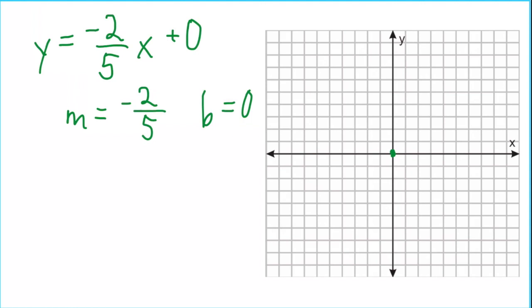We've got -2/5, so negative means down. Down 2, count down 2, and right 5. There's my point. I can fit one more on this graph if I want to. On your graph at home, it doesn't have to be as big as mine. You can just come up with that one point if you really want to. Now to go to the left, I can go up 2 and left 5, and I can connect these. And there is y equals -2/5 x. And that concludes our practice for y equals mx plus b.